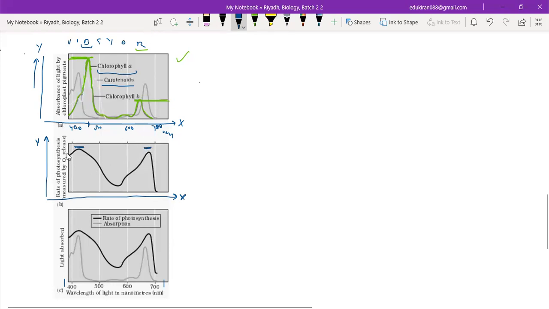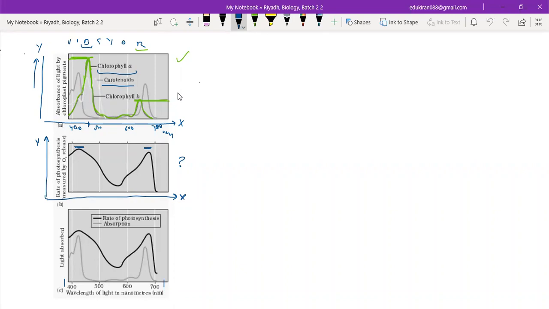Now the question is, here for chlorophyll A, there is a very stark difference in the peaks, but for the rate of photosynthesis, it is almost the same, correct? Why? Can anyone answer me? The answer lies in the above graph. Did you understand the question?